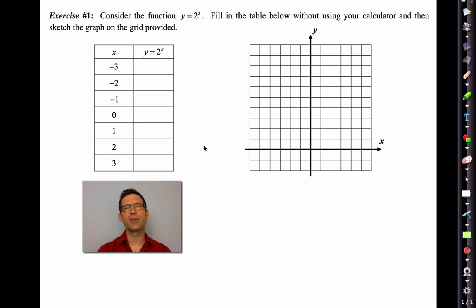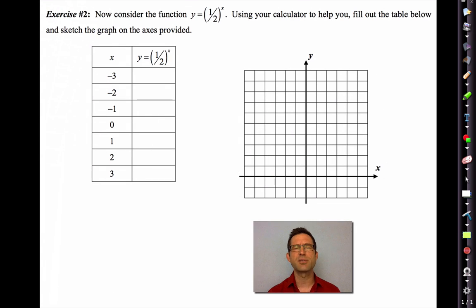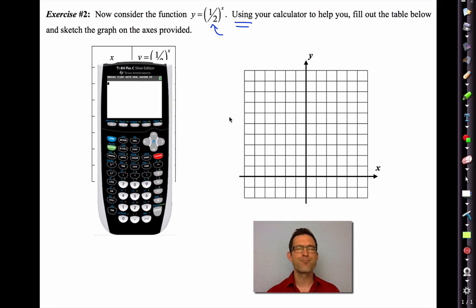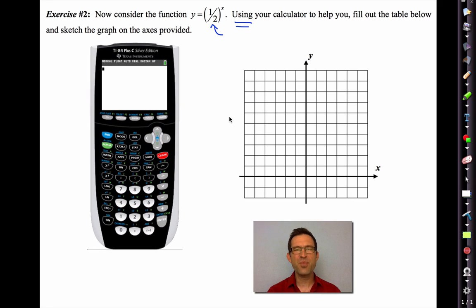Now, y equals 2 to the x might be the most basic exponential function where the base is greater than 1. Let's look at an exponential function where the base is less than 1, where the base is 1/2. Now here it asks us to use our calculator to help us fill out the table and sketch the graph on the axes provided. So let's do it. Let's bring out the TI-84 Plus. We're going to just create a table of values, and it's going to help us out.